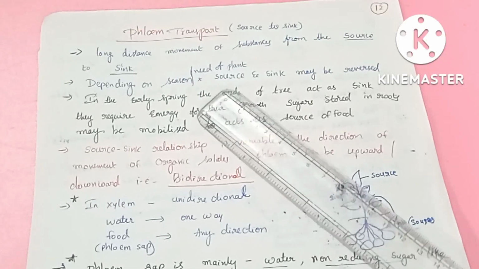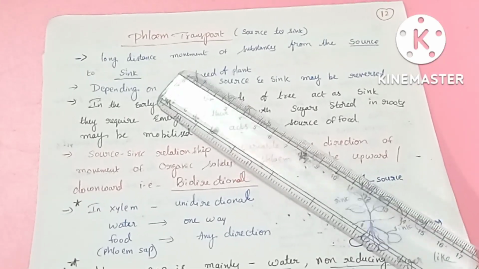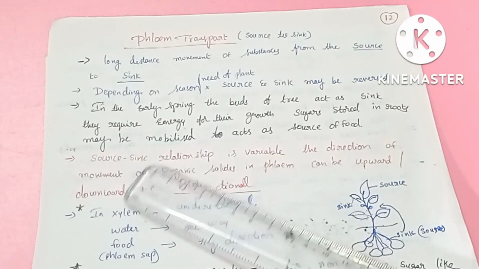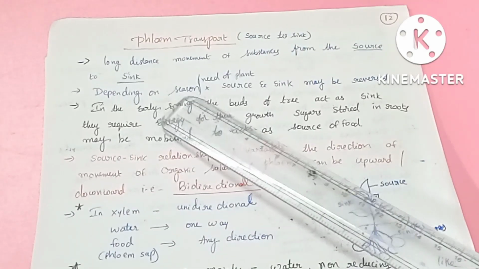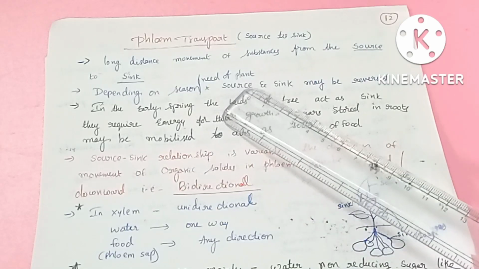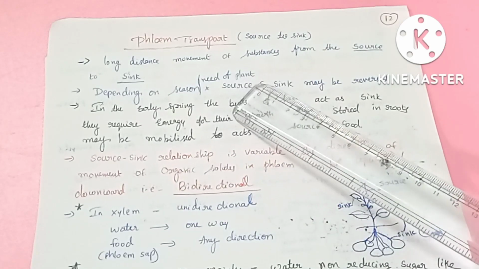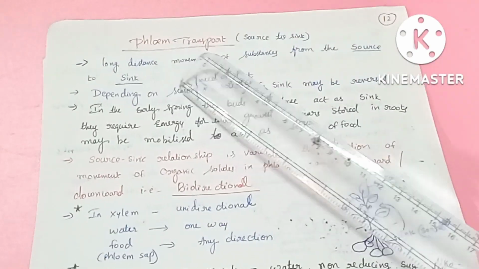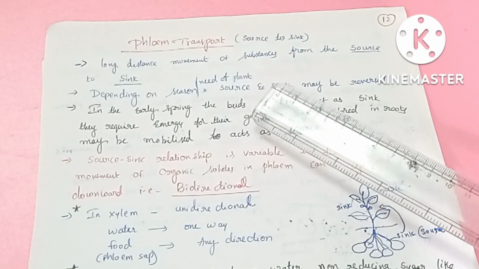So in this video we are going to study about phloem transport. Phloem transport means we know that in the phloem the food is translocated, right? This phloem transport is a long distance transport. Translocation of the substances occurs from the source to sink. Source to sink. Here if you see phloem transport, what is the source?